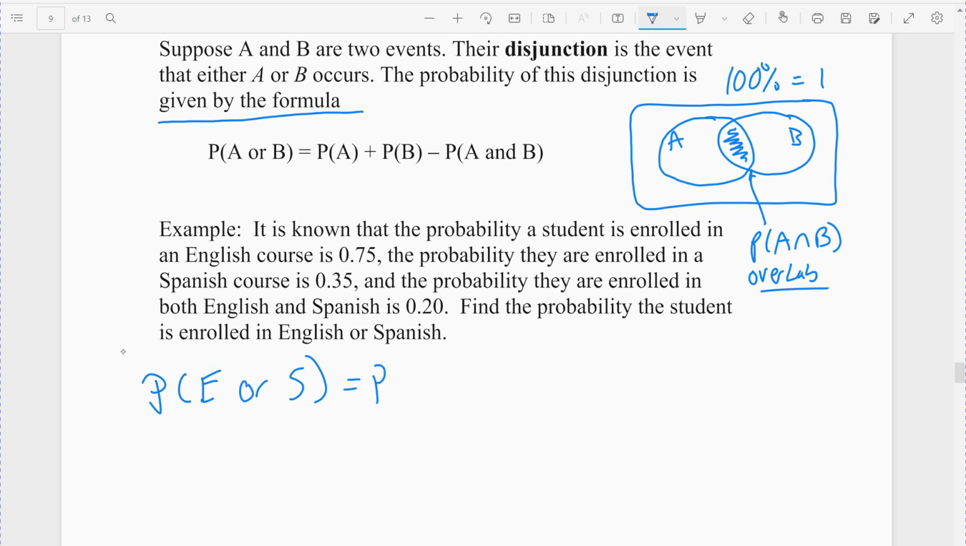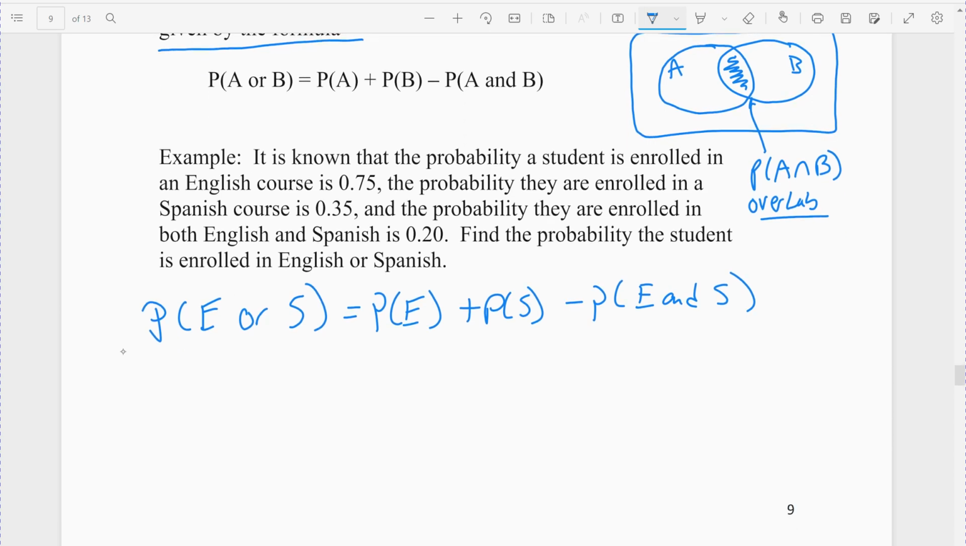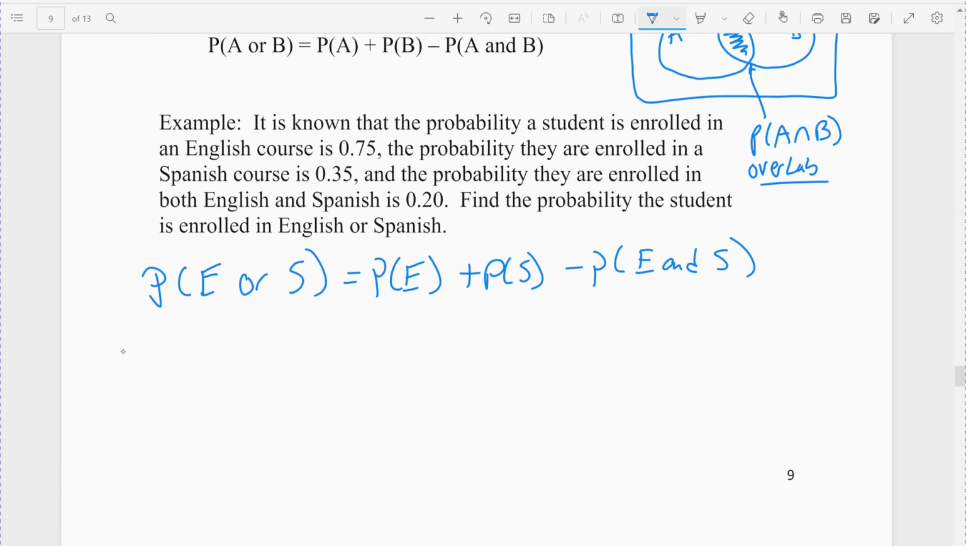So I want to know the probability that they're in an English class or a Spanish class. And so it's the probability they're in an English class plus the probability they're in a Spanish class minus the probability they're in both an English and a Spanish. And I have to subtract, because if I don't subtract, I'm going to count the people who are in both 2 times, like they're themselves and the doppelganger, and I don't want to do that. I'm going to plug it in, and then I'm going to double check with a Venn diagram.